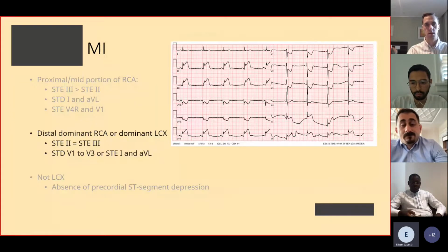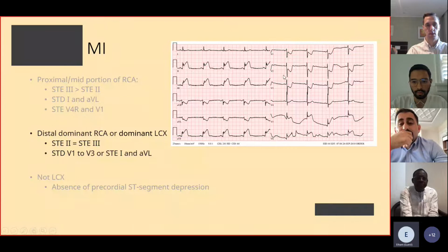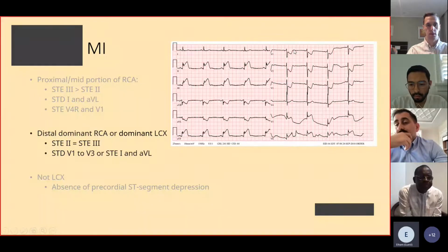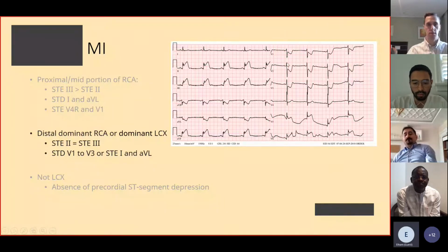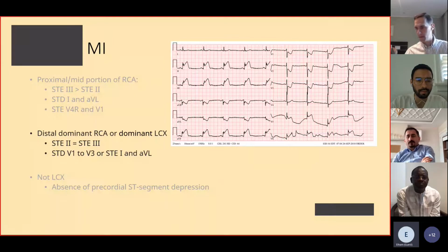As you can see, we have inferior ST elevations. The ST elevation is not more prominent in lead 3 than in lead 2, and we don't have ST depression in the lateral leads. We do have significant ST depressions in the right precordial leads, which are in favor of a concomitant posterior MI and not in favor of right-sided MI. So we probably have an occlusion in the distal portion of the right coronary artery or in the course of the left circumflex artery.